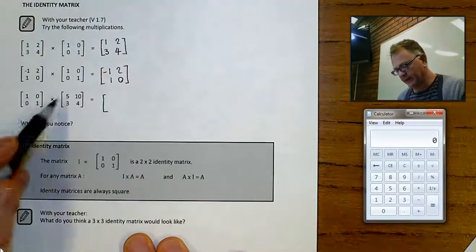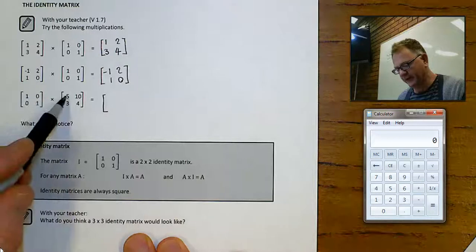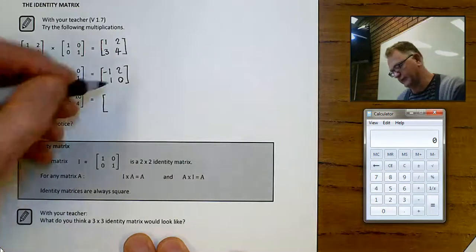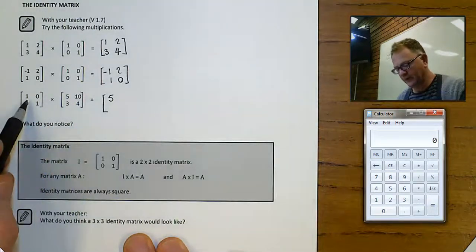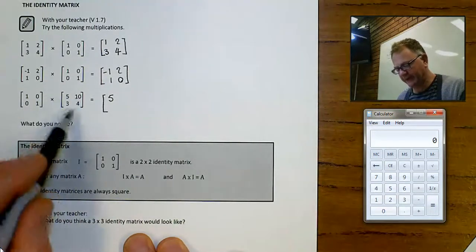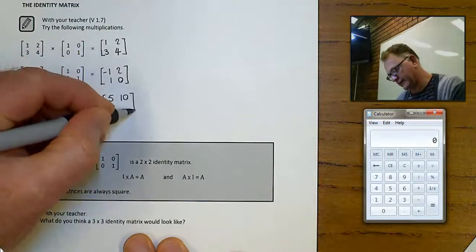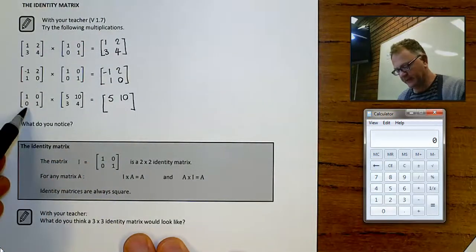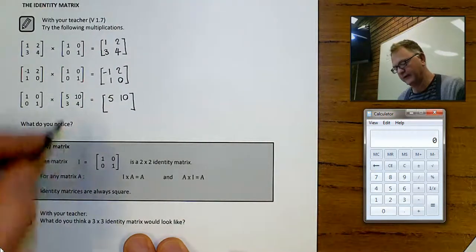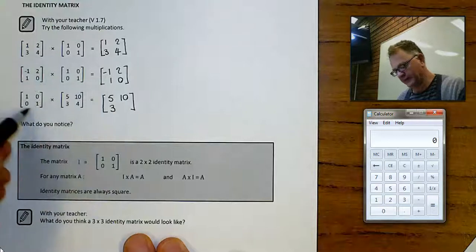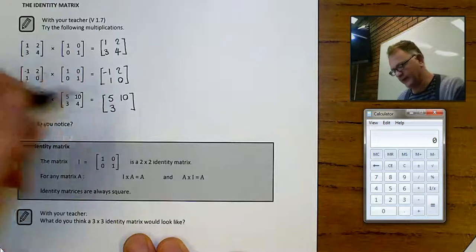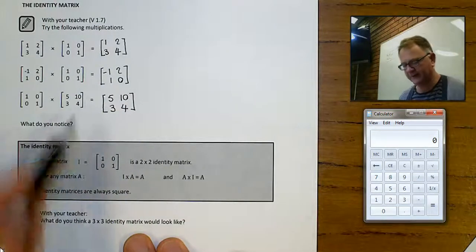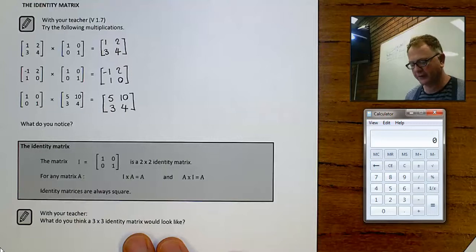So it's rows by columns. 1 by 5 plus 0 by 3 is going to equal 5. Row by column, 1 by 10 plus 0 times 4 is 10. 0, this row by this column, is 0 times 5 plus 1 by 3, and this row by this column is 0 times 10 plus 1 by 4, and the matrix we get for our answer is the same as the matrix that we multiplied by.